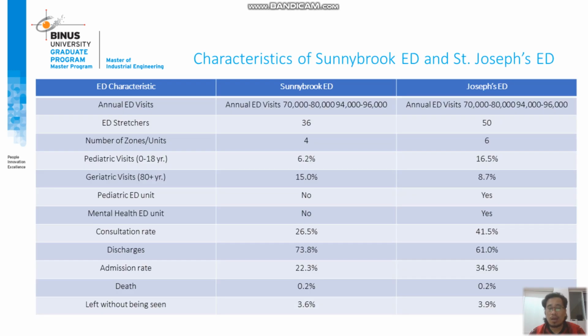So here I put the characteristics of the Sunnybrook emergency department and the St. Joseph emergency department. So there are two emergency departments that have already defined the characteristics of each of them. I will not read all of this, but we can see exactly the points from each emergency department itself.